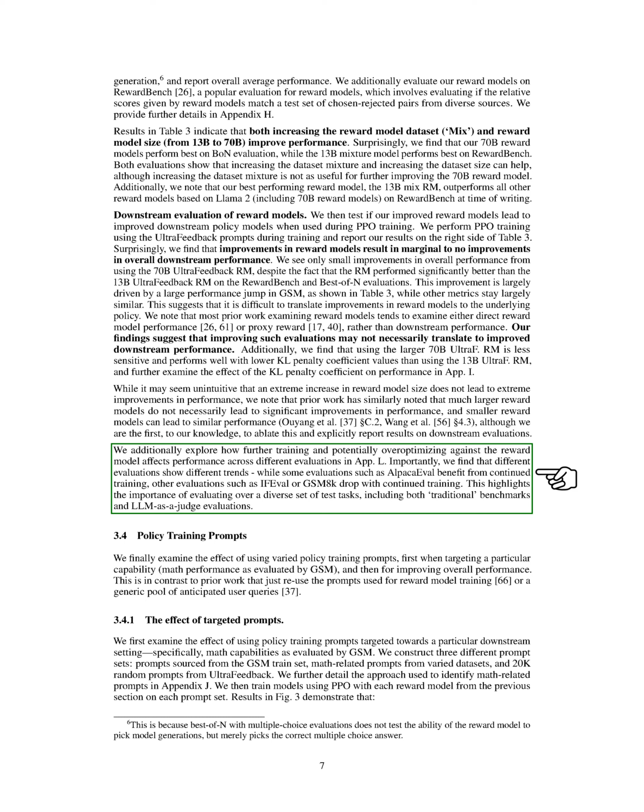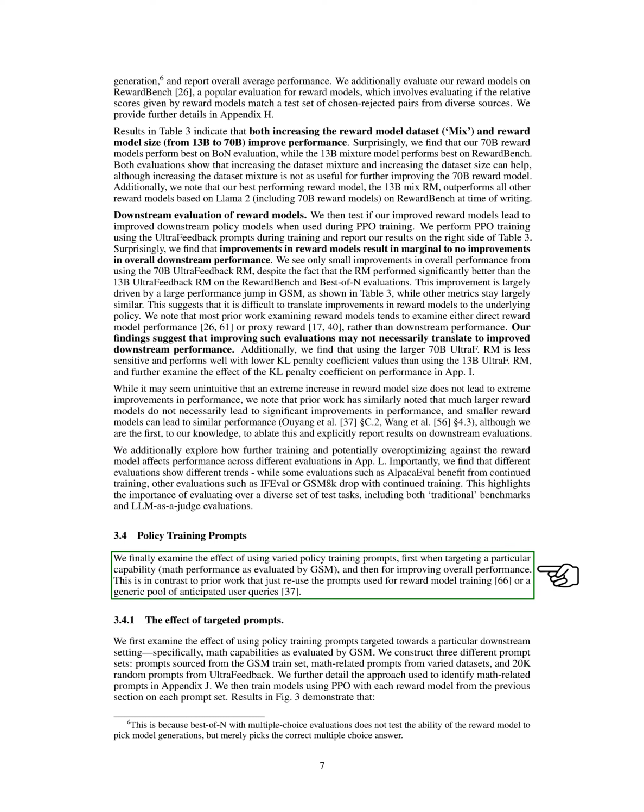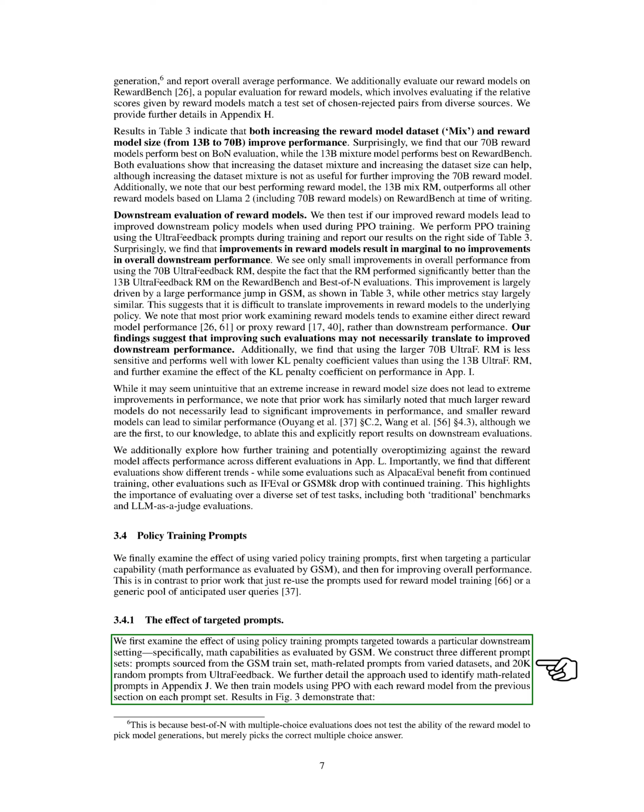Section: Policy Training Prompts. In this section, we explore the impact of using different types of prompts for training policies. We start by focusing on improving specific skills, such as math performance evaluated by GSM, and then move on to enhancing overall performance. This differs from previous studies that either reuse prompts from reward model training or use a generic set of expected user queries. When we target specific prompts for training, particularly for math skills evaluated by GSM, we create 3 sets of prompts: those from the GSM training set, math-related prompts from various datasets, and 20,000 random prompts from Ultra Feedback. We explain how we identify math-related prompts in more detail in the appendix.